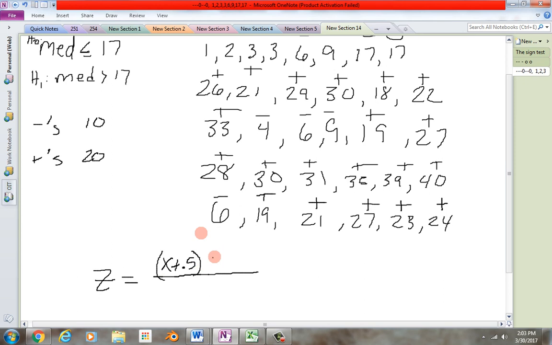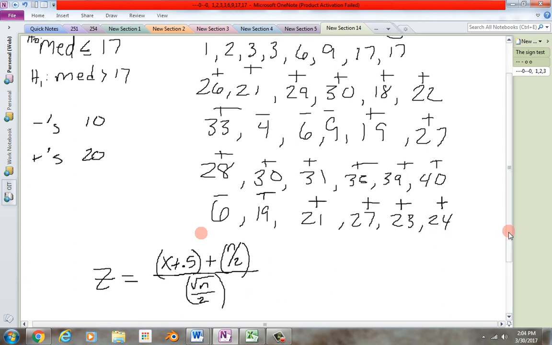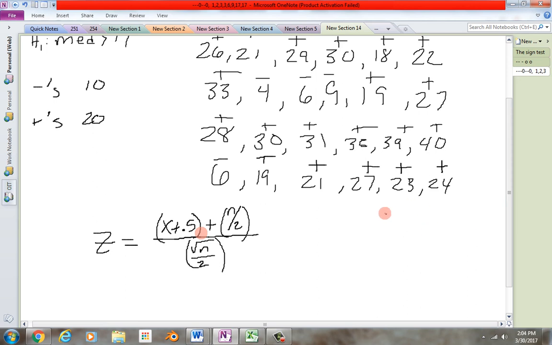Okay? Now you might recall back in, what do I want to say, in 243 when you did percentiles. That's where that 0.5 is coming from, because this is a binomial distribution in essence. Either you're above or you're below. And that's kind of where that deal is coming from. Okay? Now what is n here? Our n is 30.